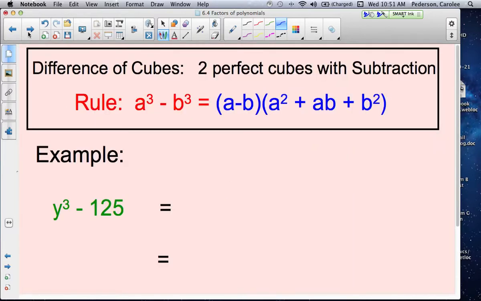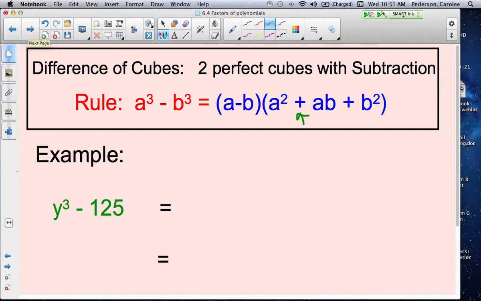All right, go ahead and write this rule down. Very similar to the last rule, but now it's the difference of cubes. It's 2 perfect cubes, but now it has subtraction. And be very careful on this. Notice this sign right here. That is a plus. Where mistakes happen is usually right there.